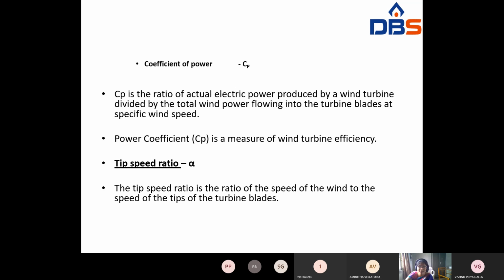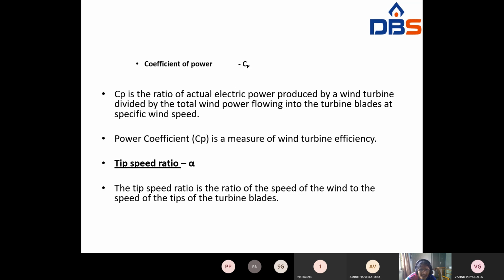Next one is coefficient of power, Cp. Cp is the ratio of the actual electrical power produced by the wind turbine to the total wind power flowing into the turbine blades at a specific wind speed. You have to mention the specific wind speed. If suppose you mention 100 meters per second wind speed, then that is the amount of power produced. That ratio is called the coefficient of power. The coefficient Cp is a measure of wind turbine efficiency, so to measure the wind turbine efficiency you use the coefficient of power.